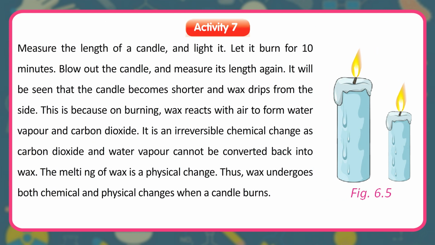Activity. Measure the length of a candle and light it. Let it burn for 10 minutes. Blow out the candle and measure its length again. It will be seen that the candle becomes shorter and wax drips from the side. This is because on burning, wax reacts with air to form water vapor and carbon dioxide. It is an irreversible chemical change as carbon dioxide and water vapor cannot be converted back into wax.